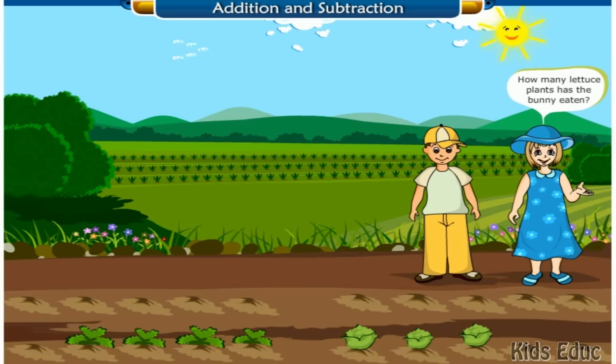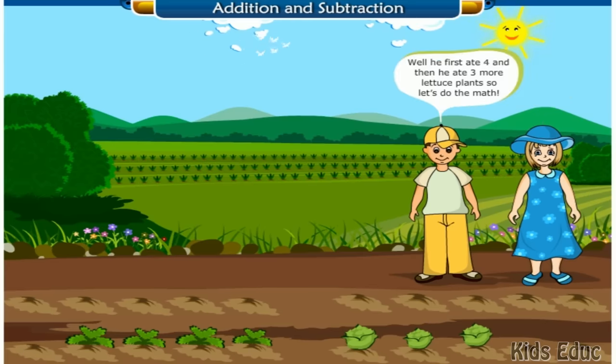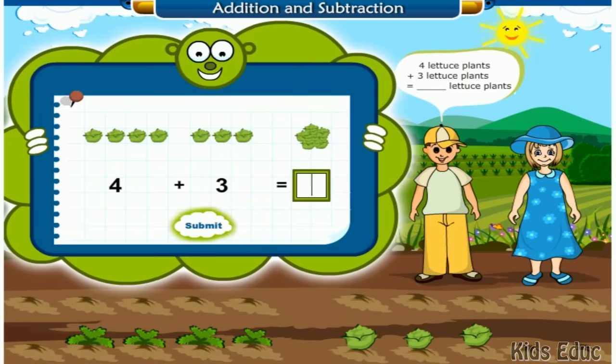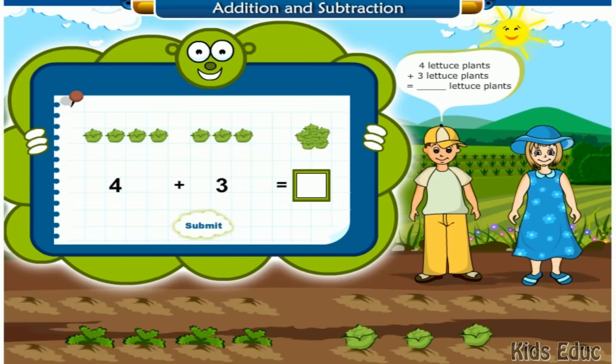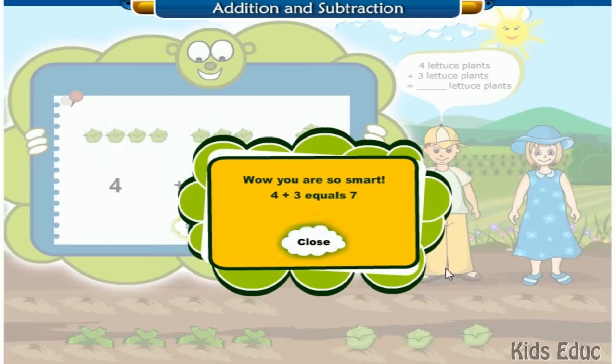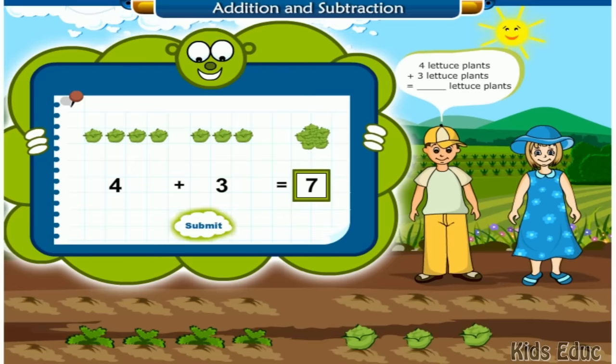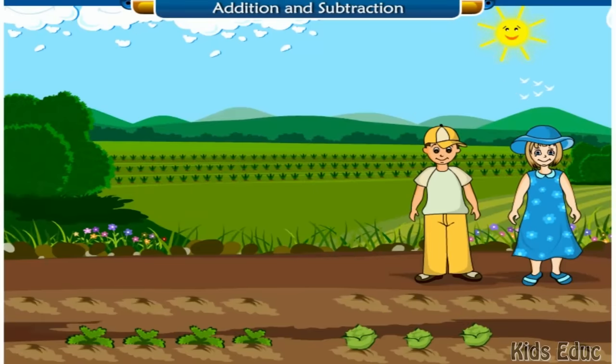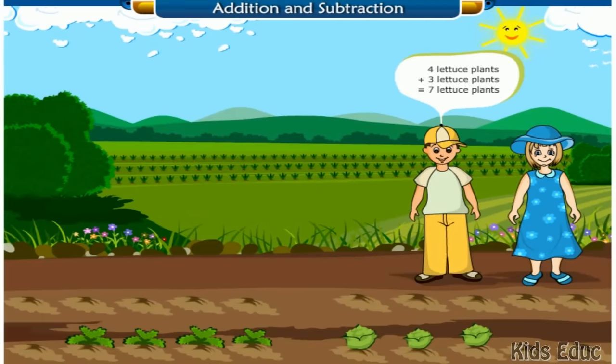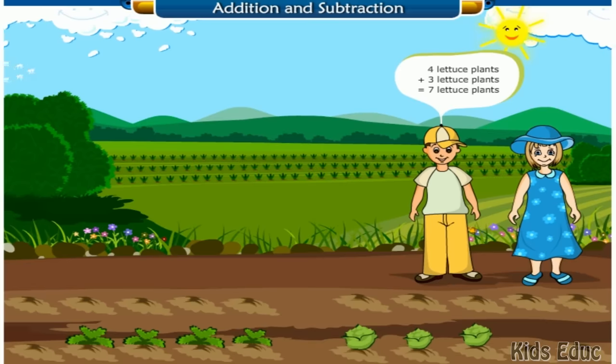How many lettuce plants has the bunny eaten? Well, he first ate 4 and then he ate 3 more lettuce plants. So let's do the math. 4 lettuce plants plus 3 lettuce plants equals lettuce plants. Wow, you are so smart. 4 plus 3 equals 7. Four lettuce plants plus 3 lettuce plants equals 7 lettuce plants.